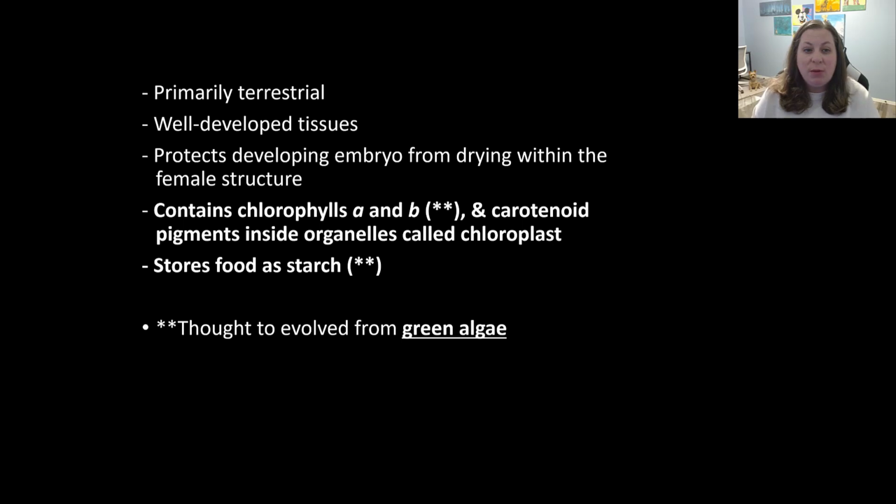Now, if you'll notice, there were a couple of things that had the two little stars or asterisks around it. We do see that the chlorophyll, the starch, and even having the cell wall of cellulose, we think that that comes from the green algae. Now remember, green algae is not a plant. It is part of the protist group, but it is the protist group that is plant-like. So they do have a few structures that are similar to plants. All right, so these are the basic characteristics of a plant.